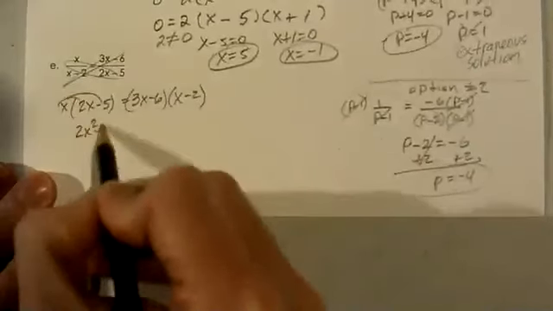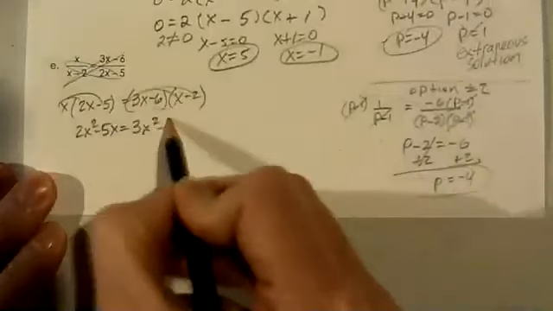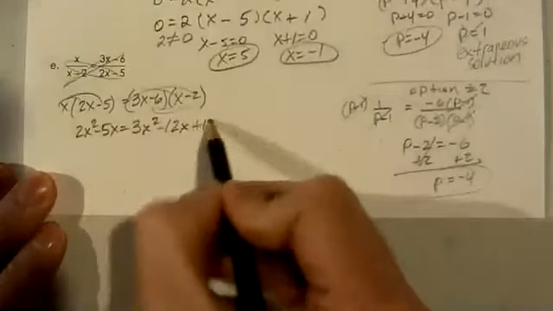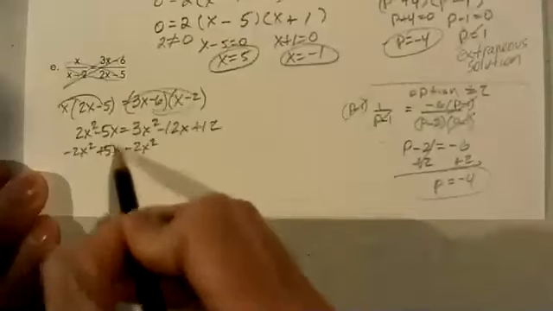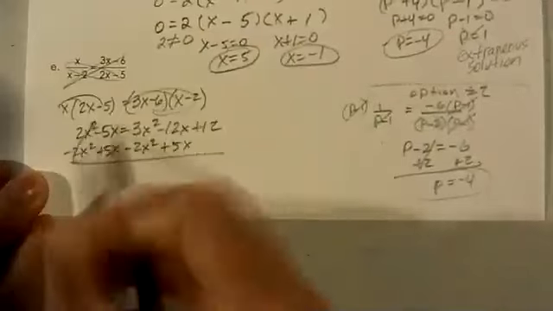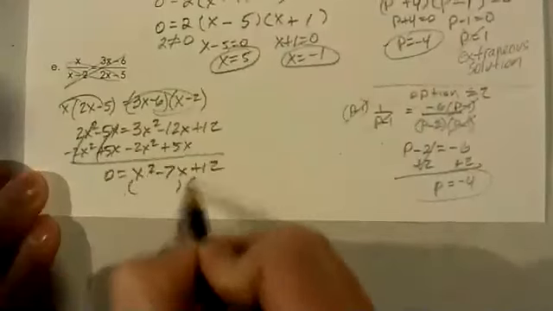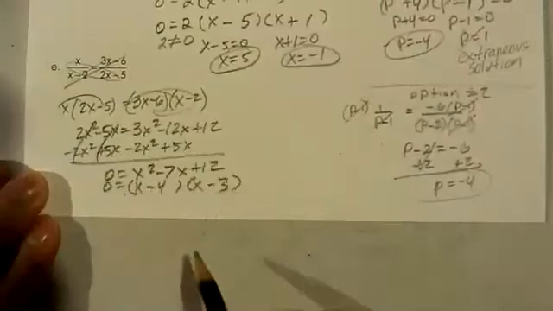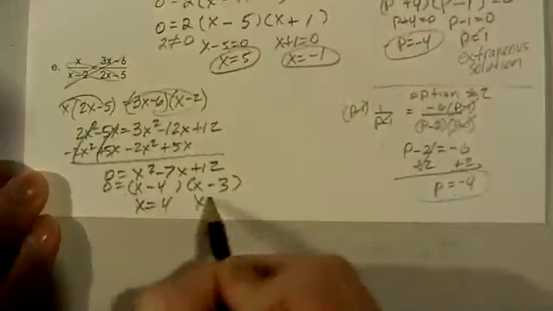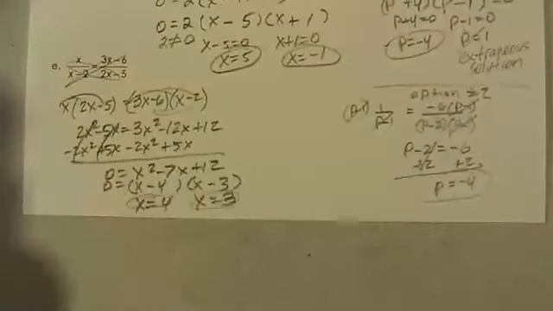So we get 2x squared minus 5x, 3x squared minus 6 is negative 12x plus 12. So we got different types of x's, so we're going to move them over to the same side of the equal sign. We got 0 and x squared minus 7x plus 12. So if we factor this apart, we get x and minus 4 and minus 3. So x equals 4 and x equals 3. Neither of those give us 0 in the denominator. Neither of those would be a problem for the domain.